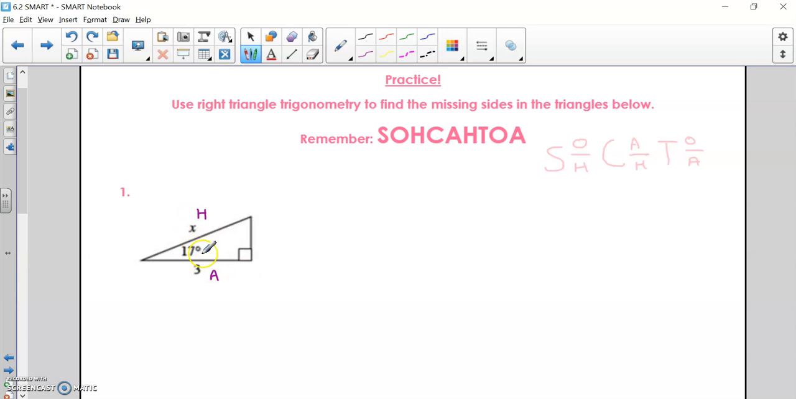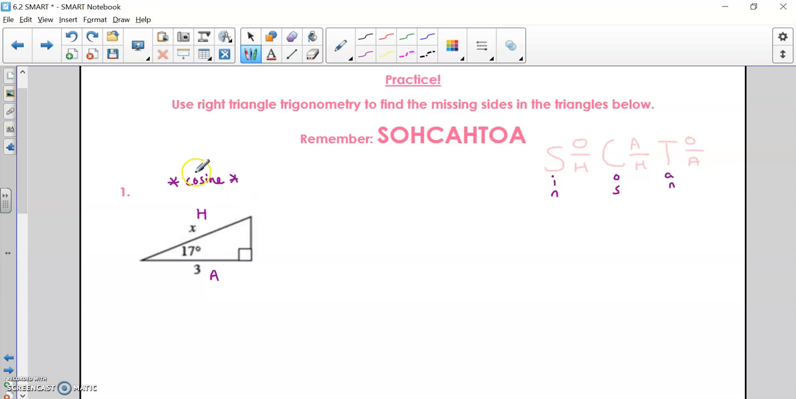Because we're using A and H, we're ignoring this side because it's empty, there's nothing there, we can't use it. So we look over here and ask which one of these I can use. Because the C is the one with the A and H, we have to use cosine, C for cosine, T for tangent, and S for sine. So I'm going to stick to cosine, and that means I can go ahead and set up my proportion.